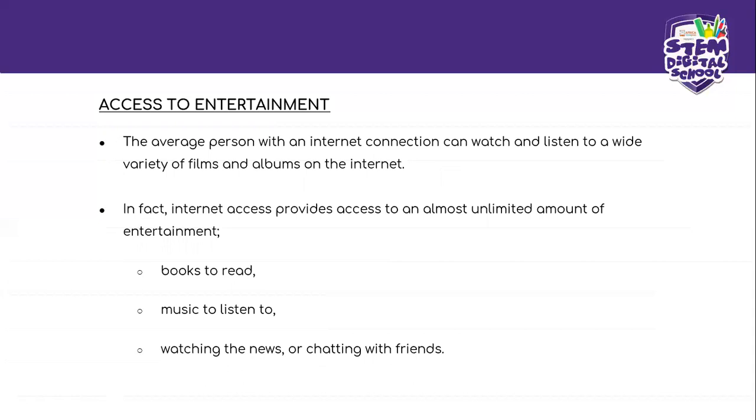All right, access to entertainment. The average person with an internet connection can watch and listen to a wide variety of films and albums on the internet. I do not need to explain this one. I believe we are always doing these things, always on Netflix, always sharing music and videos with our friends through the internet.